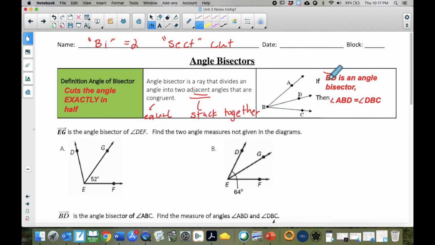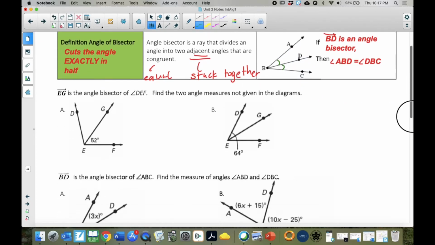All right, it says if ray BD is an angle bisector, that means it cuts it in half, then angle ABD is congruent to angle DBC. And when we mark an angle, and if they both have one little arc on them like that, that means those are congruent to each other, they're equal to each other. Let's look at some examples.